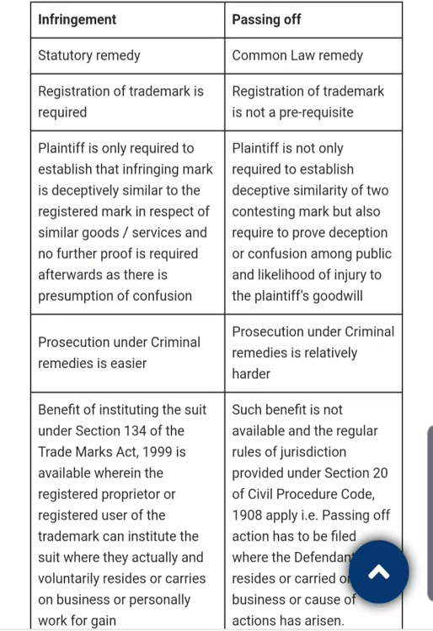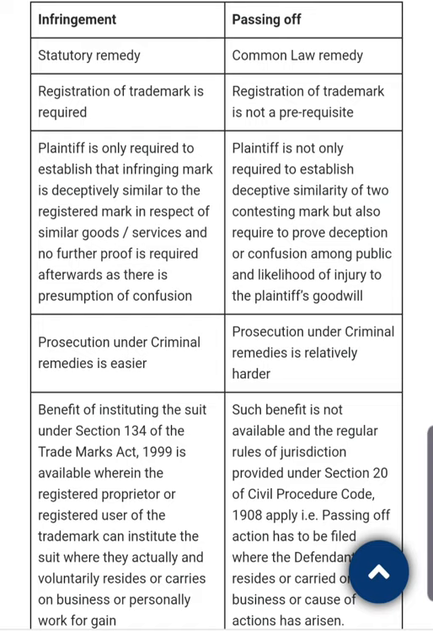There is a presumption that if your trademark is registered and some other person is using a similar trademark, then the people are deemed, they are presumed to be confused. Fourth difference, the prosecution under criminal law is very easy because expressly the remedies are given under the Trademark Act for infringement. But prosecution under criminal law in case of passing off is very difficult because there are very few provisions under IPC or maybe under one or two laws, and there are not many remedies in case you want to file a criminal case.